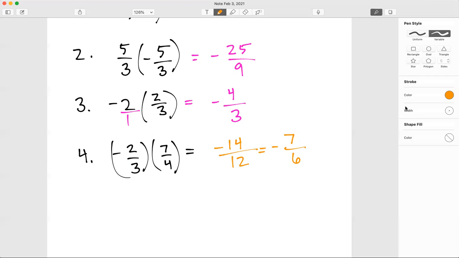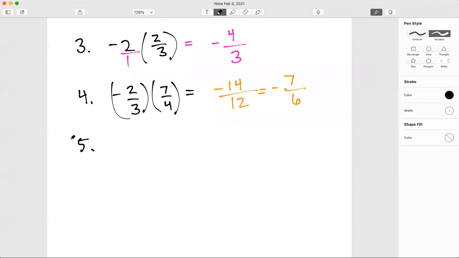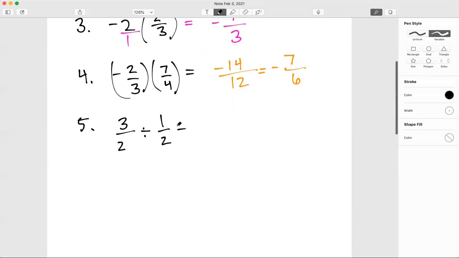Okay, one more. Well, actually, we're going to do some division ones now. We did 4 of those, and now we're going to do some of these. So 3/2 divided by 1/2. Division. So what do we do? Here's the trick. With division, we have to think about multiplying by the reciprocal, because that's what we're doing. That's what division really is.